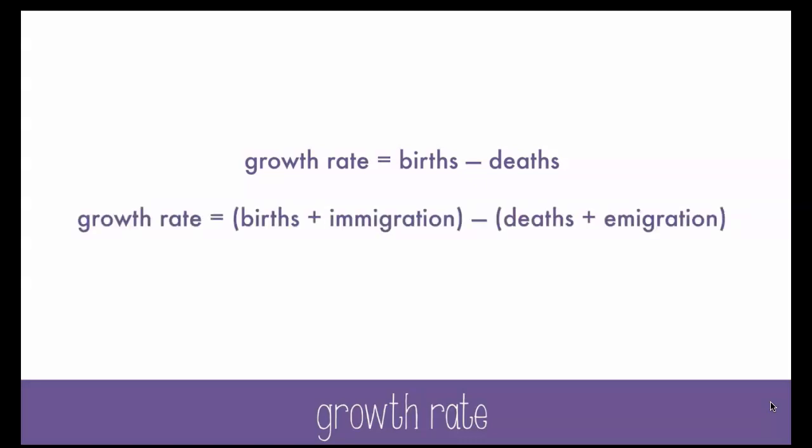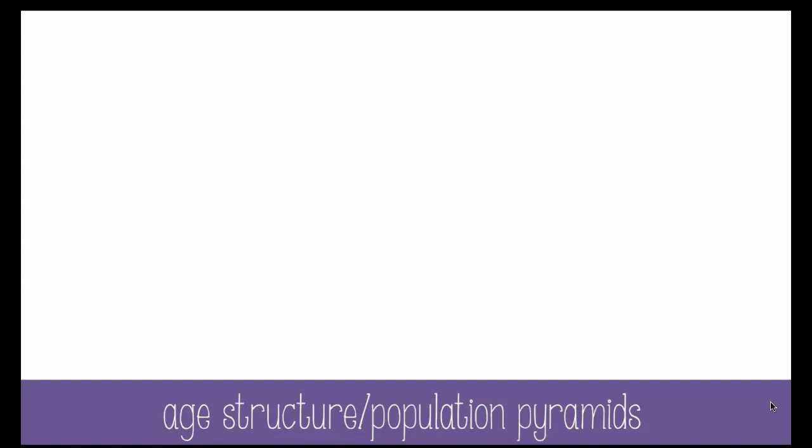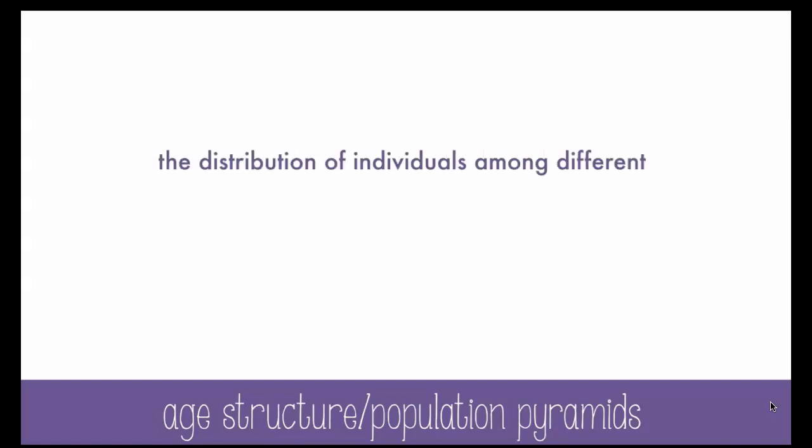The simple way to find out if a population is growing is to calculate the births minus the deaths. If the number is positive, the population is growing. If the number is negative, the population is shrinking. But this is perhaps oversimplified. In reality, there's also immigration and emigration to consider. So here's a more realistic growth rate calculation. The growth rate is equal to the births plus the immigration minus the deaths and the emigration. You can remember that immigration means individuals coming into a population, and emigration is individuals exiting the population. Immigration in, emigration exit.